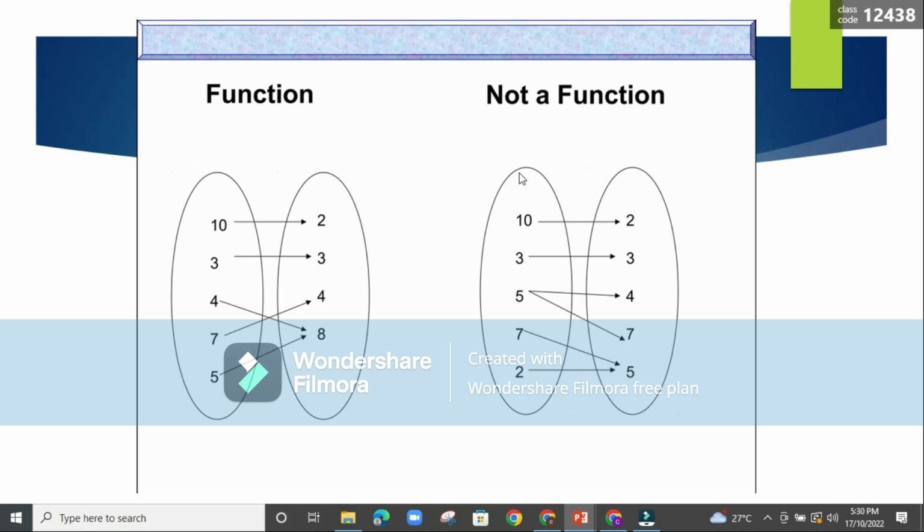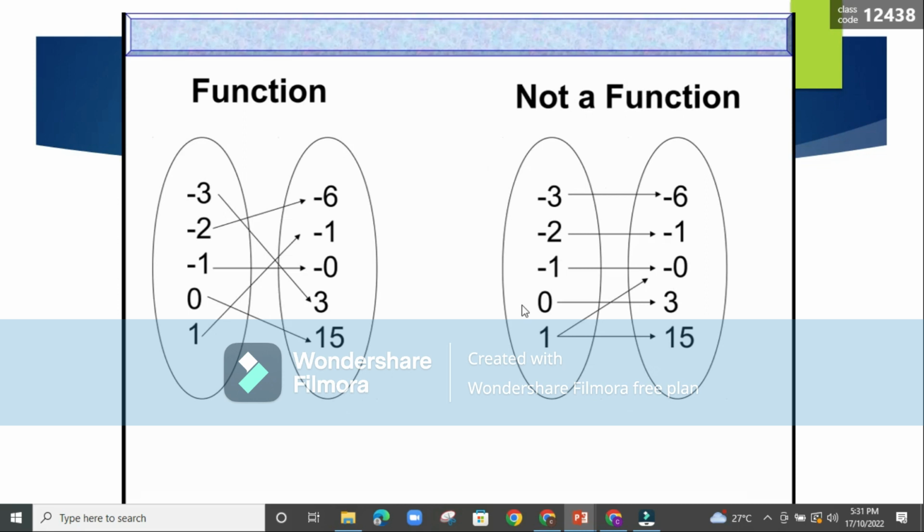So as you can see, you have 10, 2, 3, 3, 5, 4, and 5, 7. So this consists of two ordered pairs with 5 as the x coordinate, meaning 5 is repeating. We have 7, 5, and 2, 5. So this x coordinate 5 is the reason why this mapping is not a function.